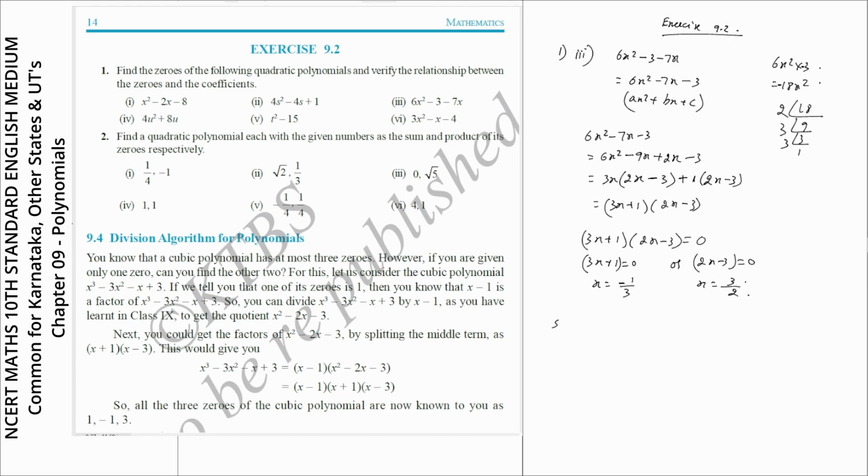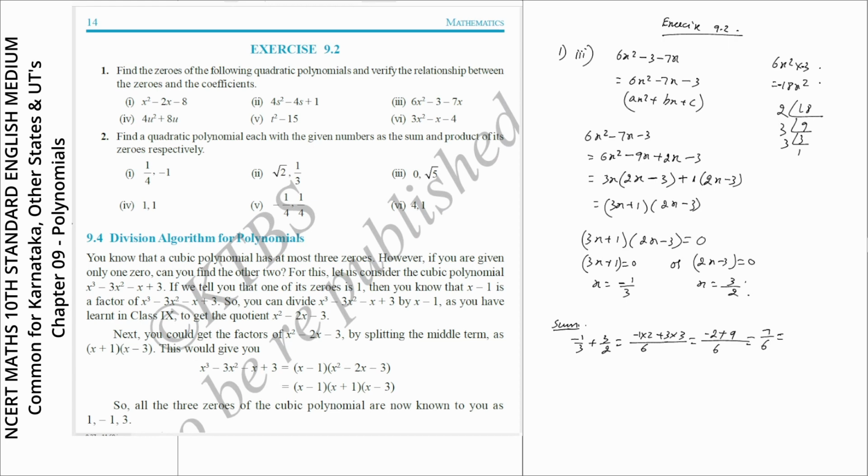Now I'll sum the two zeros. So minus 1 by 3 plus 3 by 2. The LCM is 6. So minus 1 into 2 plus 3 into 3 I'll get, over 6. Minus 1 into 2 is minus 2, plus 3 3s are 9. I'll get plus 7 by 6.